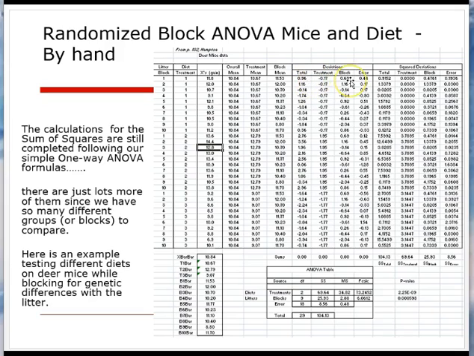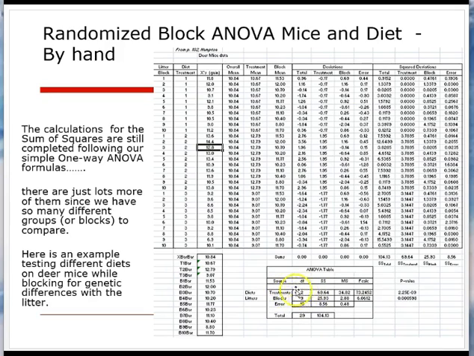So literally these are our deviations. We square them, then we sum them up. So here's our sum of squares total, treatment, which was the diet, the block, which was the litter, and the leftover. So we've literally just done the exact same math that we did with our one-way ANOVA, only over and over again, and that's going to allow us to start filling out our ANOVA table.